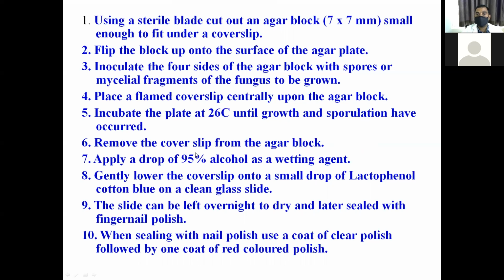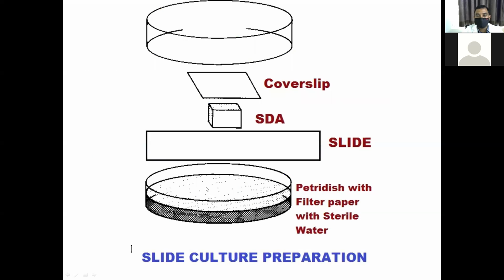Before this step, this setup must be in a moist condition: a petri dish with filter paper and sterile water, so that moist conditions will be there. On this, sterilized banded rods will be placed.